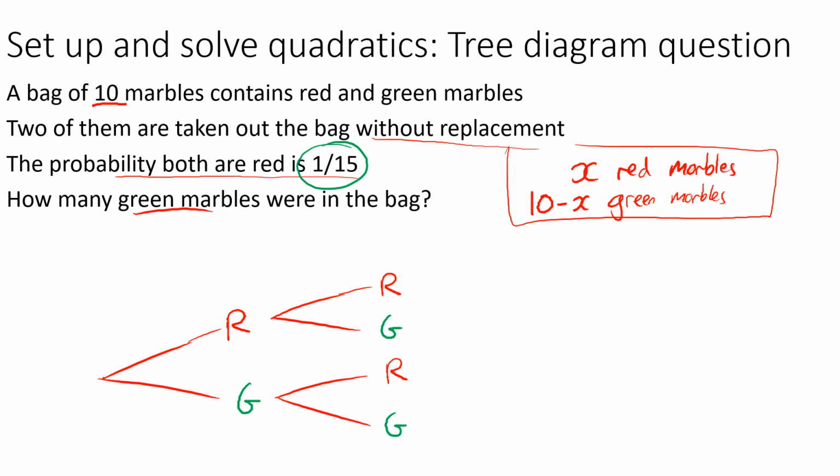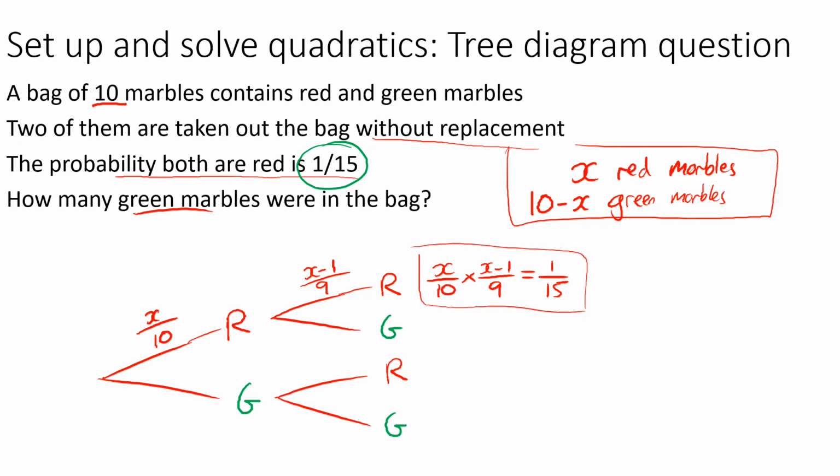So what's the probability that we pick a red marble out of there? Well, we said there were x red marbles, so that'd be just x out of 10. What about the probability we pick another red marble? Well, there'll be 1 less marble, so we're now down to x minus 1, but also we're out of 9. So if we know this is equal to 1/15, and we know we multiply along the branches, we can say x over 10 times x minus 1 over 9 is equal to 1/15. Okay, great. So that's what we need to solve.